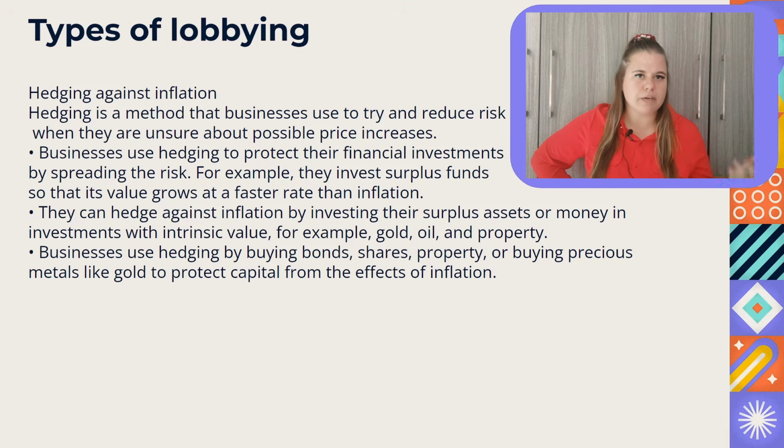Now, types of lobbying. How can we lobby? So we have hedging against inflation. Hedging is a method that businesses try to use to reduce the risk when they are unsure about a possible price increase. Businesses use hedging to protect their financial investments by spreading the risks. So for example, they invest surplus funds so that its value grows at a faster rate than inflation does.